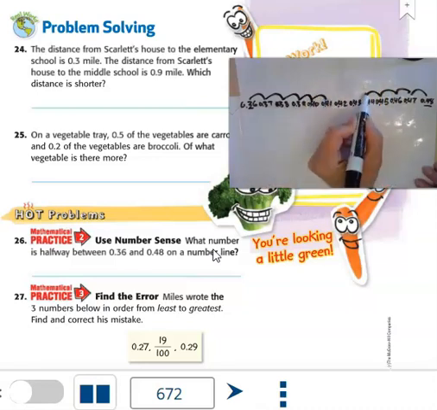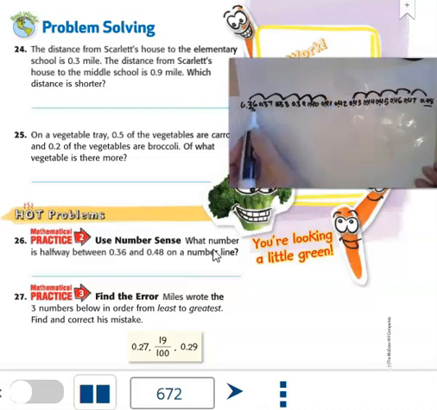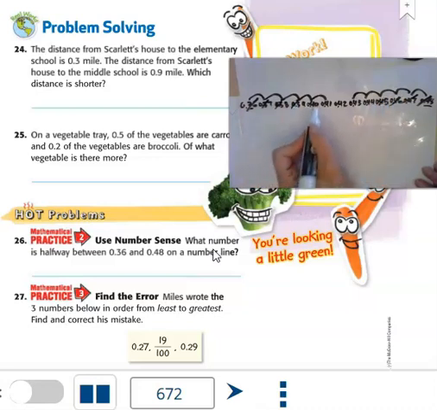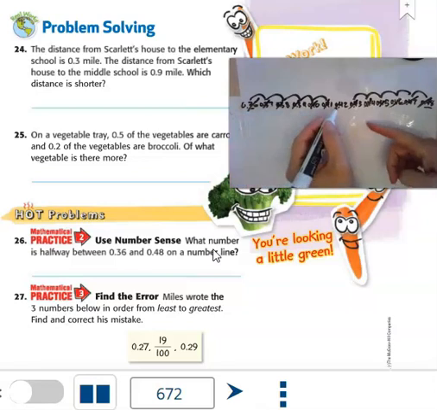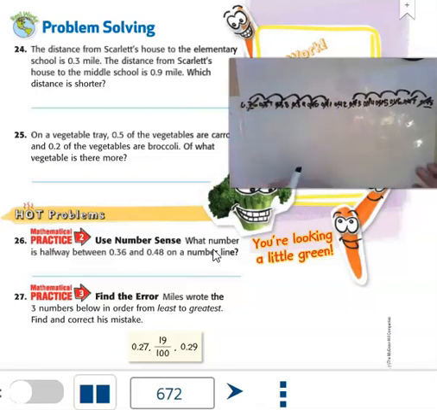The other way to do it is to cross out until you get to the middle, because the other way to do it is adding up and dividing, and that's kind of complicated. So once you start at both ends and work your way to the middle, you will find a number that is halfway in between those, and that is the answer to number 26.